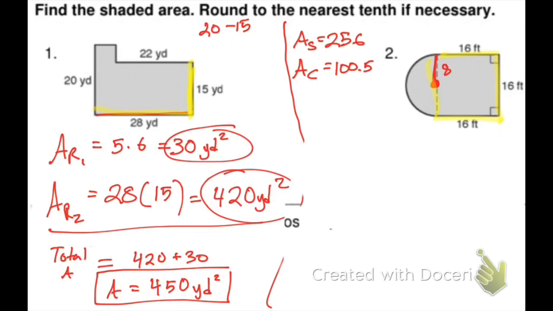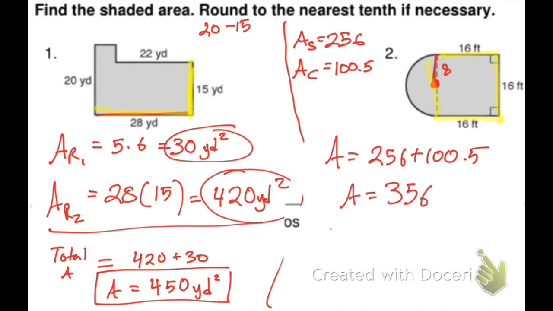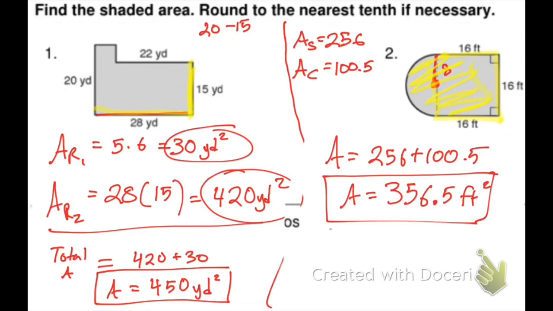Alright. So to calculate the total area, I'm just going to add them both together. 256 plus 100.5, and that gives me the total area of 356.5 feet squared. That's the total area of this shape here.